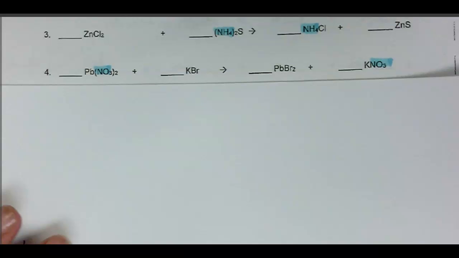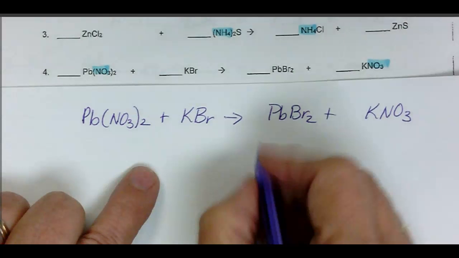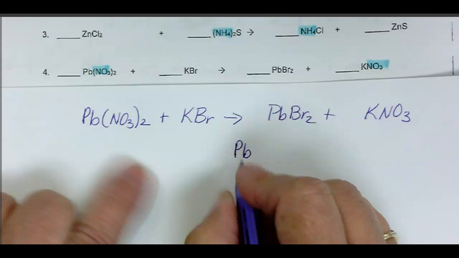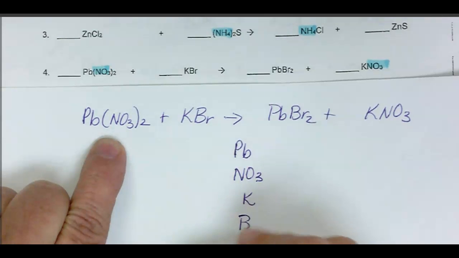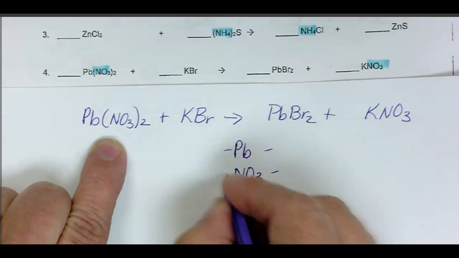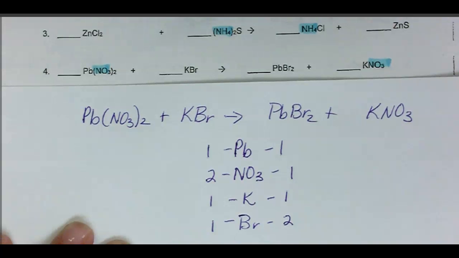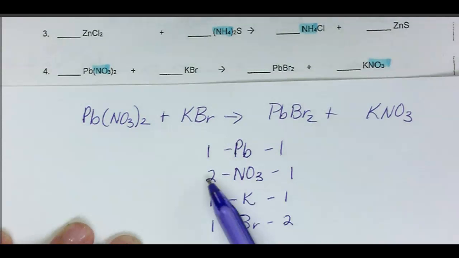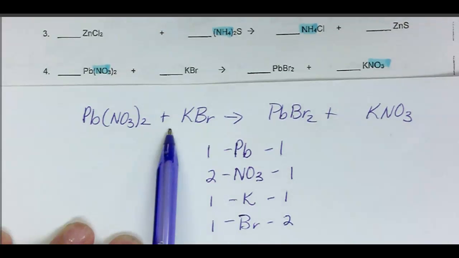Okay, and let's do one more, number 4. Be sure you get your elements written down. Lead, again, I'm going to leave my nitrate together, my potassium and my bromine. So let's count them up and see what we get. Check your count, see if you agree with me. And then let's get started. So it looks like the nitrate on this side is messed up. The bromine on this side is messed up.